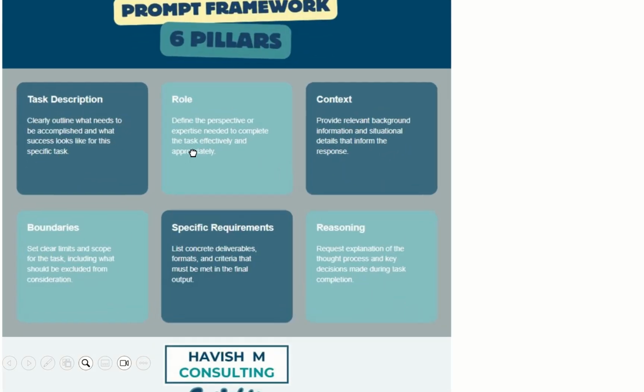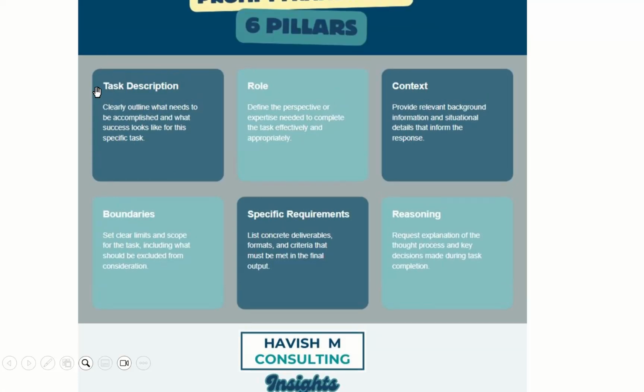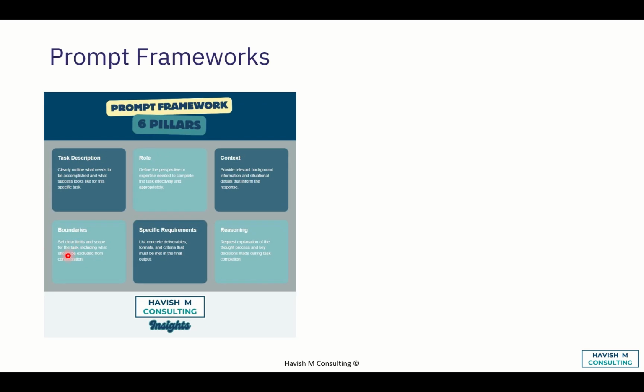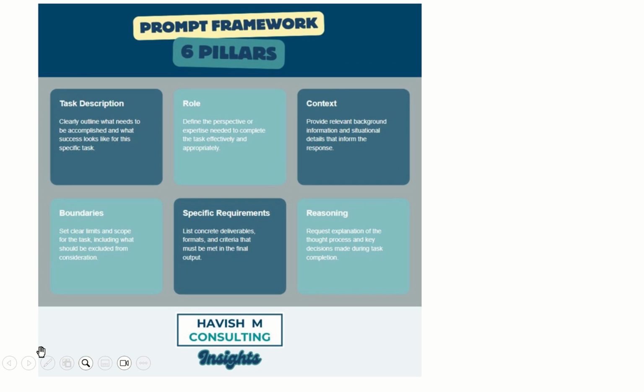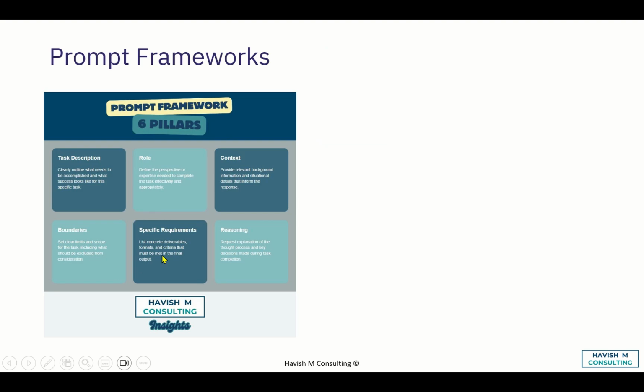So generally a prompt will have essentially 6 elements. You will have to describe the task, define the role in terms of who you are, or if you want the model to assume a role, specify context, which is provide relevant background information. Then we have the boundaries, which is set clear limits and scope for the task. Next we have requirements. How would you want the output to be? What structure would you want the output in? And there is reasoning, which is if you want an explanation of how it has arrived at a particular response, you can ask it to give you the reasoning for that as well. So these are the 6 pillars of how a prompt should be constructed.